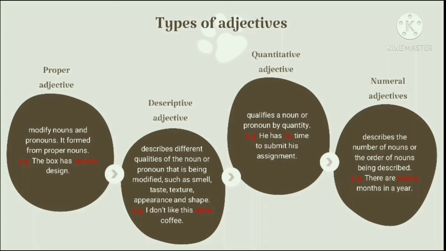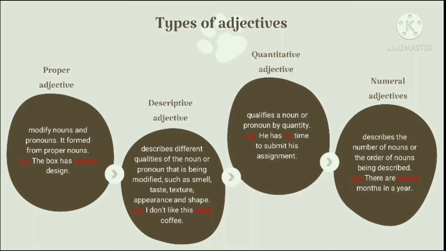The second type is descriptive adjective. Descriptive adjectives describe nouns or pronouns. Descriptive adjectives are used to describe different qualities of the noun or pronoun that is being modified, such as smell, taste, texture, appearance, and shape. This is an example of descriptive adjective. I don't like this bitter coffee. The word bitter here is descriptive adjective because it is a taste.